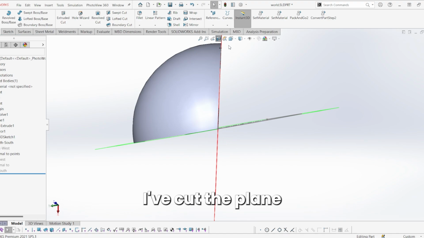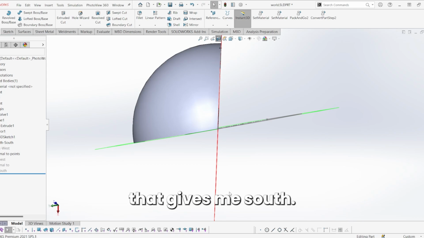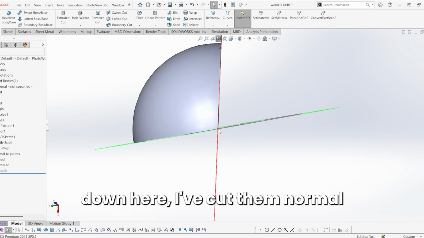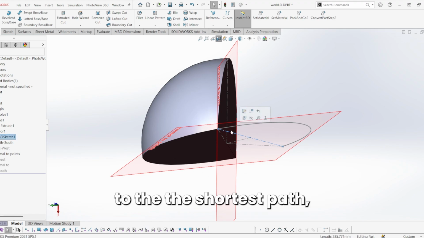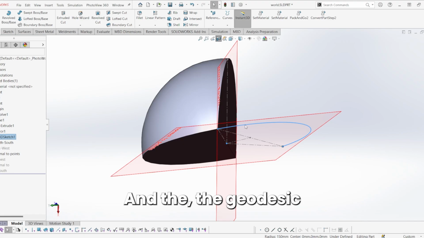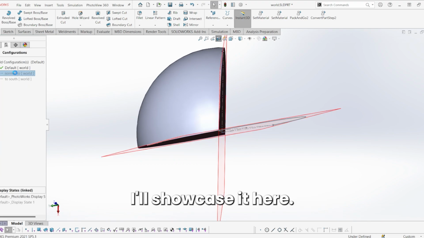You can see that I've cut the plane at an angle. From the right of the earth, I've just cut the earth in half. That gives me north, that gives me south. But instead of cutting to get west by cutting each of the planes down here, I've cut them normal to the shortest path, which is this line across the earth, and the geodesic arc length, which is this one here. So you'll see what happens in this position, I'll showcase it here.